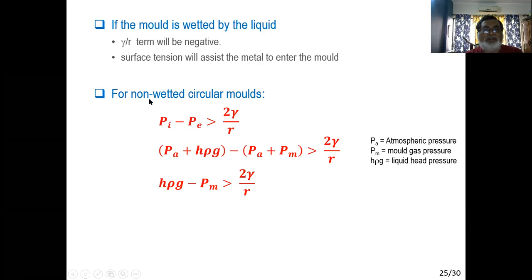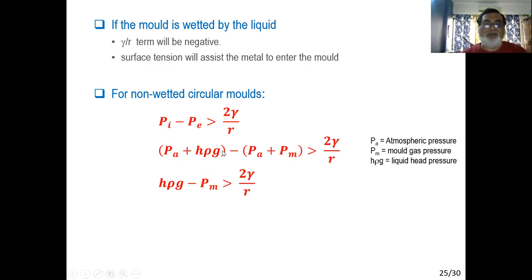Generally, the mold is usually non-wetting, and for that, this formula prevails, and this is for a circular mold. So internal pressure minus external pressure should be greater than this resistance term. If it is greater and if it is positive, then only liquid metal can enter into the filling system. So what is Pi? The positive pressure will be experienced by these two factors. One is atmospheric pressure, that means directly observed from the sprue. So the atmospheric pressure is forcing the liquid through the sprue to enter into the mold cavity.